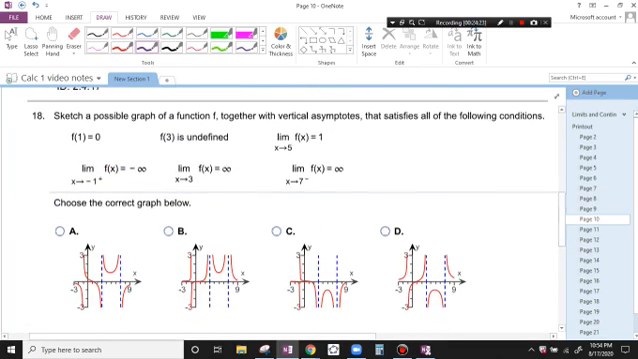Oh, here's 18. Sketch a possible graph of a function f together with vertical asymptotes that satisfies all the following conditions. f of 1 is 0. Looks like it hits the x-axis at 1. Does that disqualify any of these yet? Nope. They all hit the x-axis at 1. f of 3 is undefined. Okay, so some bad stuff happening at 3. That's all true for each one of these. The limit as x goes to 5 of f of x is 1. All right, so at 5, it should be 1 unit above.